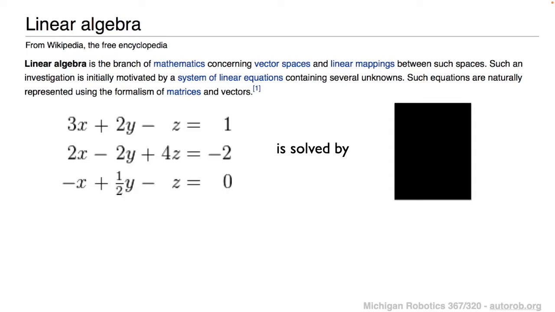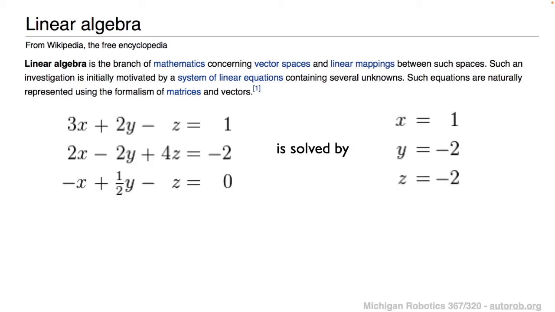So maybe you can pause here if you want to try working this out by hand using just concepts from algebra. But if not, I'll present the solution here. This particular set of equations is solved by the following settings for the variables: x equals 1, y equals negative 2, z equals negative 2. If you plug these into the equations, you'll find that the equality statements are satisfied.